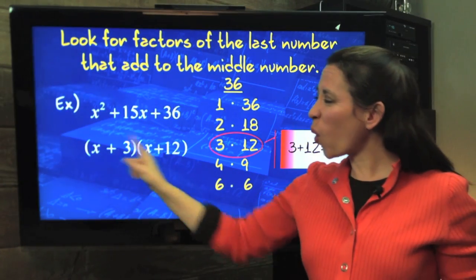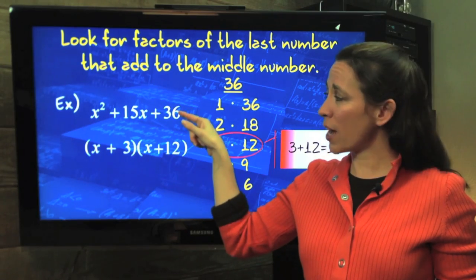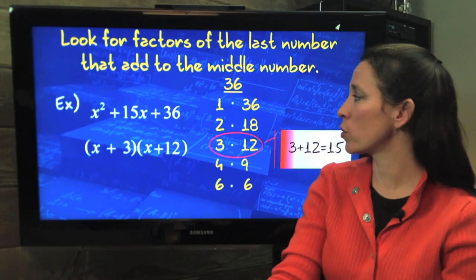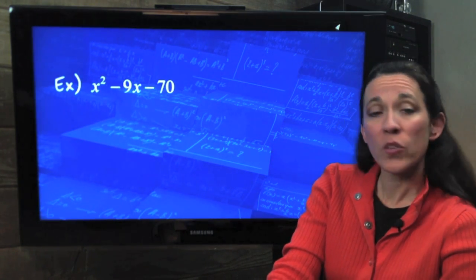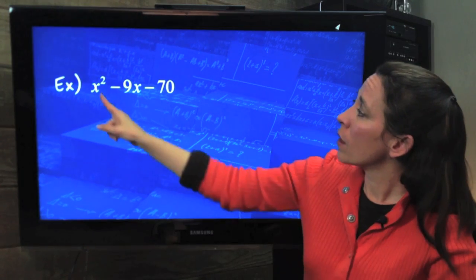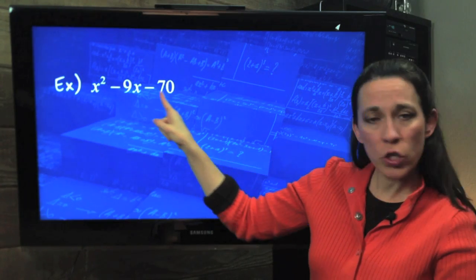And remember, you can always multiply these out to just double check that it does in fact equal your original trinomial. So here's another example. It's a trinomial. There's no GCF.